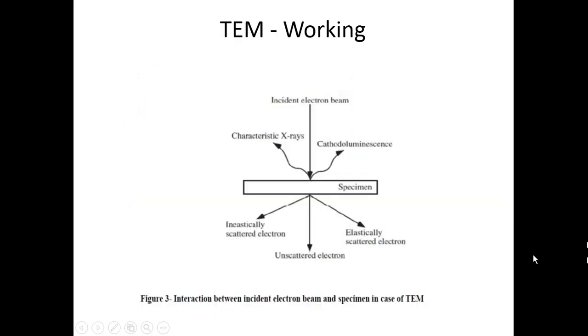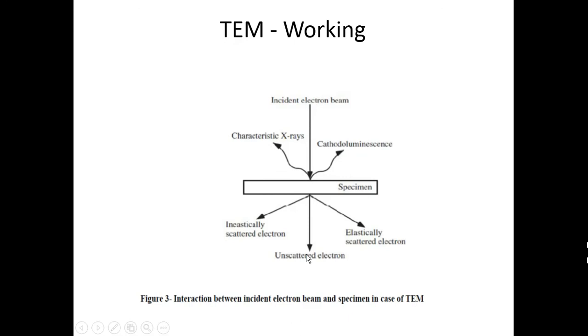Now we will see what are all the important interactions taking place. So just like the specimen interactions we have seen in the case of SEM, here we are having different kinds. Of course, unscattered electrons will be there, inelastic electrons will be there, elastically scattered electrons will be there, and there will be some characteristic X-rays depending upon the energy of the incident ray. Of course, there will be cathodoluminescence. So many kinds of such interactions will be taking place in the case of TEM also.